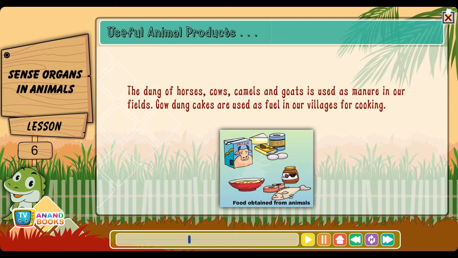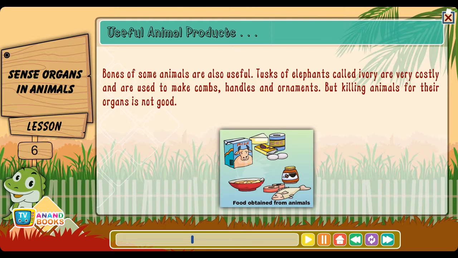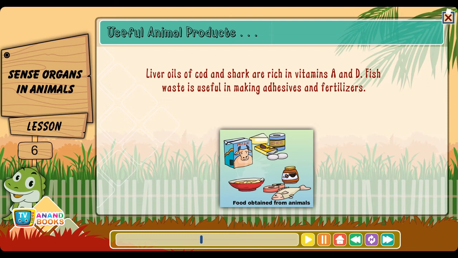Bones of some animals are also useful. Tusks of elephants, called ivory, are very costly and are used to make combs, handles and ornaments. But killing animals for their organs is not good. Liver oils of cod and shark are rich in vitamins A and D. Fish waste is useful in making adhesives and fertilizers.